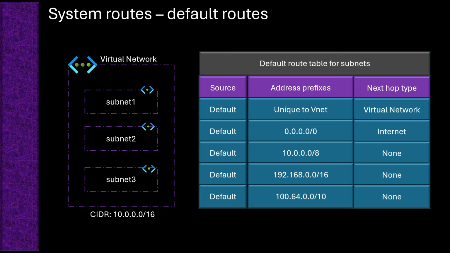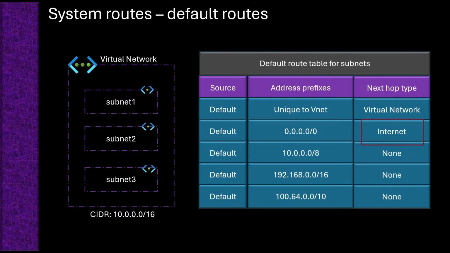Next hop type virtual network routes traffic within a virtual network. Azure automatically creates a route for each defined address range within a virtual network. This means that traffic between subnets is routed internally. No external resources or gateways are needed. Azure automatically takes care of the traffic between these ranges.